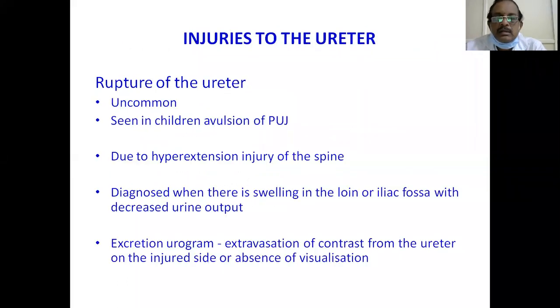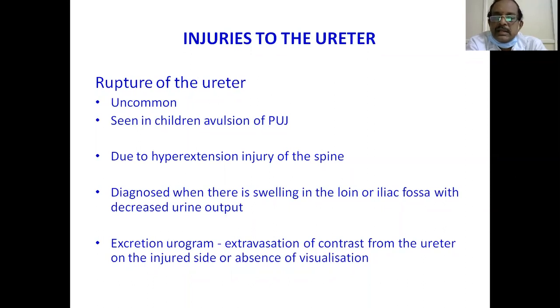We'll go through that. So rupture of the ureter is uncommon, but is seen in avulsion of the PUJ in children, because the perirenal sheaths of fascia, Gerota's fascia, are not well developed, and pararenal fat is also not there. Mostly, this avulsion of the PUJ occurs in children due to deceleration injury or hyperextension injury of the spine.